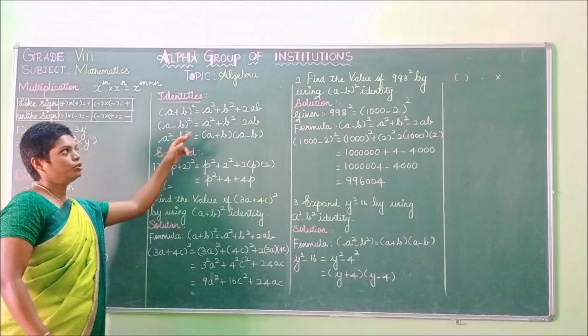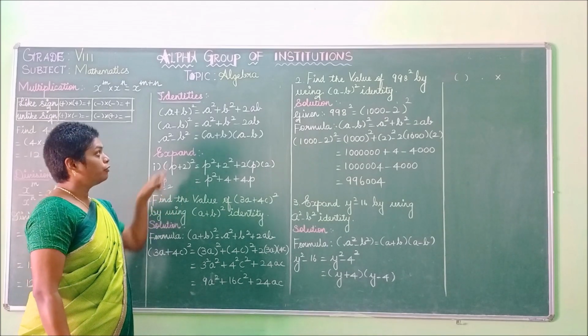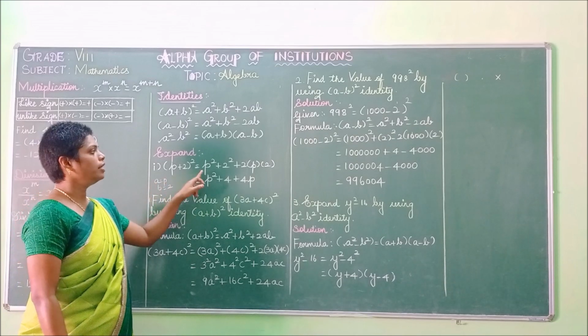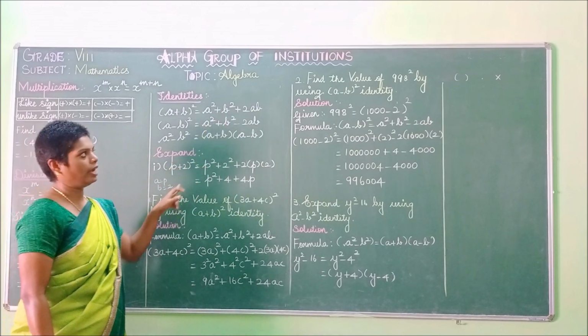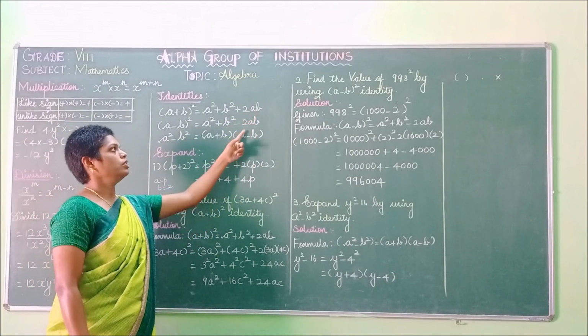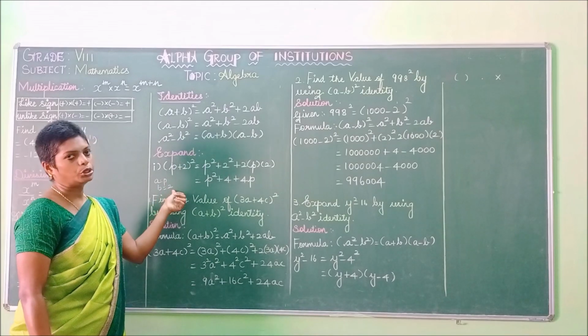So how to substitute the values? For a we have to put p and for b we have to put 2. So instead of a we are using p square, instead of b we are using 2 square. Afterwards 2 into a into b: instead of a we have to put p, instead of b we have to put 2.